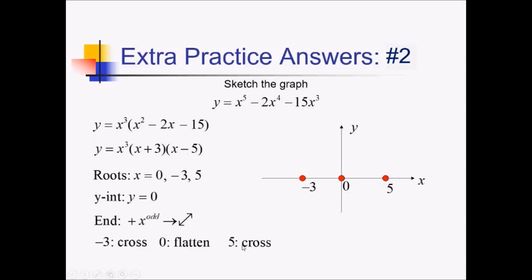That's a single root. So starting now below the x-axis, we cross through -3, come back up and flatten through 0, come back down, come up, and cross through 5. And we end up above the x-axis, which is where our end behavior said we would.